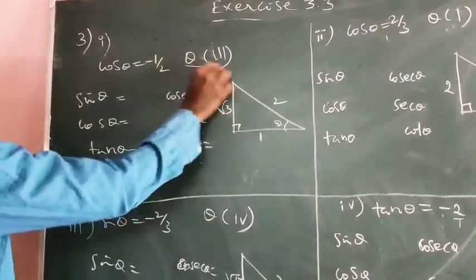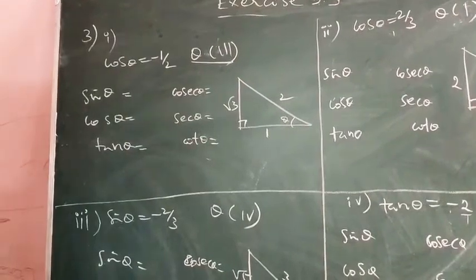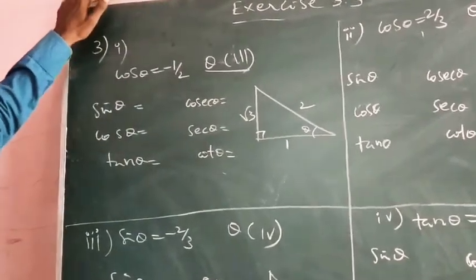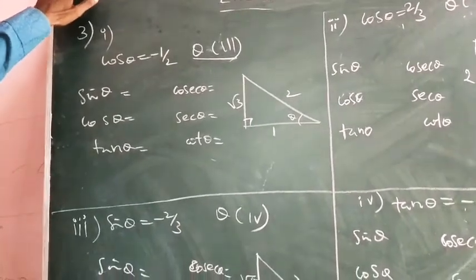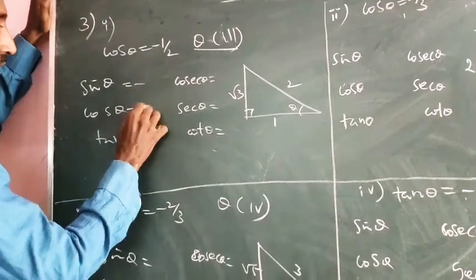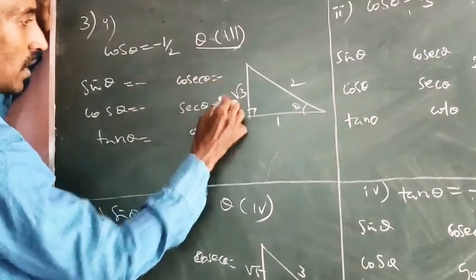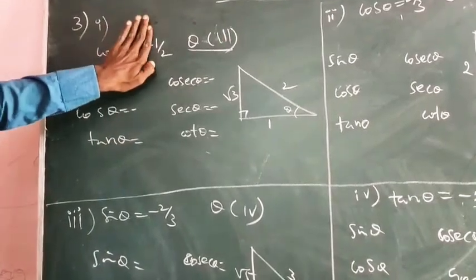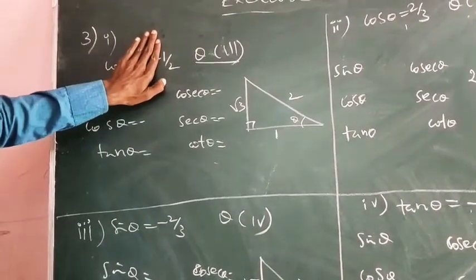I am writing simply, theta lies in the third quadrant. Third quadrant means, as I already told you, all students take chocolate. So tan and cot alone are positive, the remaining are negative. So put the sign minus for the remaining, tan and cot alone positive. So cos theta, forget the sign, is adjacent side by hypotenuse.